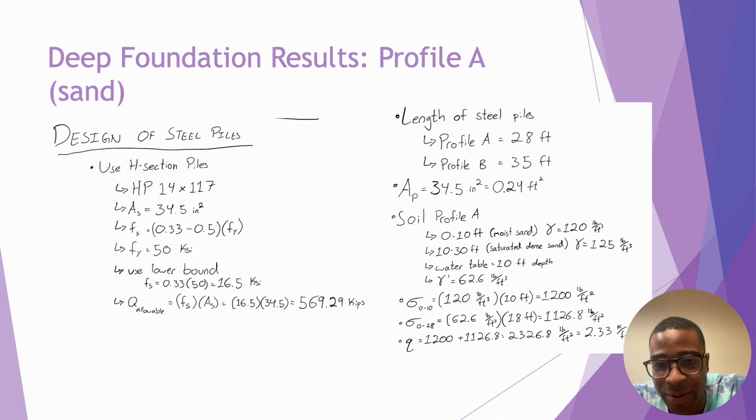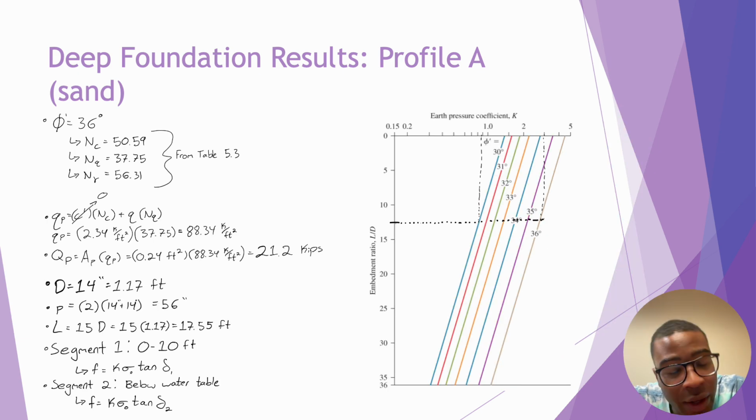So then we calculate Q, and we get 2.3 kips per feet squared. So then we use our phi value that we assumed before. We get the same NC, NQ, and N gamma, of course. And then we use the QP equation to get the allowable load on the point load applied to each pile. And then we use the dimensions of the pile. We have D equals 14 inches. For the perimeter, we decided to simplify that measurement by just taking a box around the cross-sectional area to get 56 inches. For the length, we did 15 times D, which is 17.55 feet.